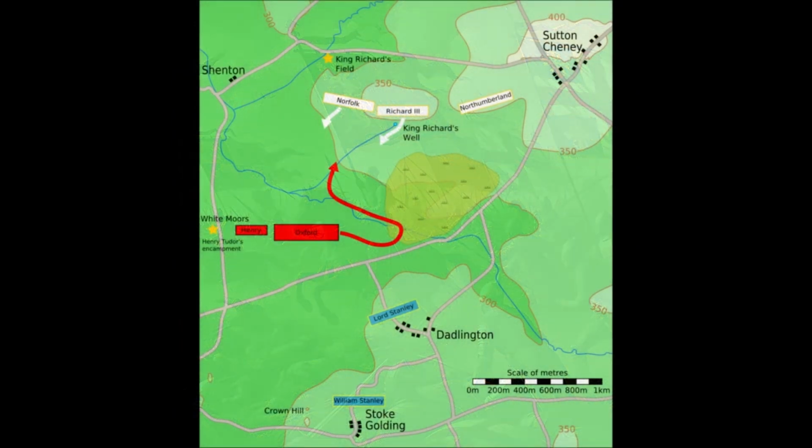The Battle of Bosworth, Events and Strategies. The Battle of Bosworth took place on the morning of August 22, 1485, near Market Bosworth in Leicestershire.